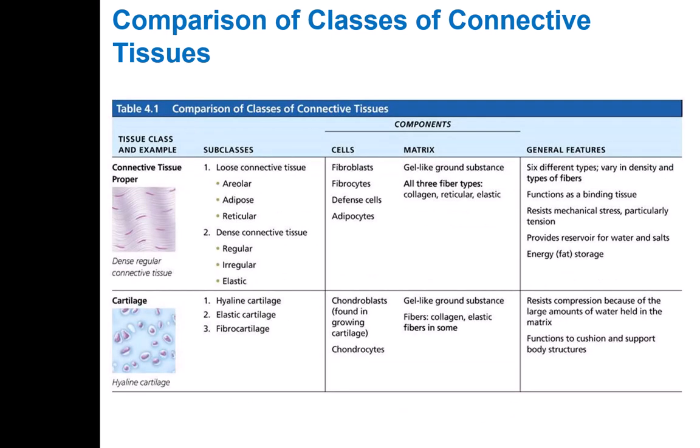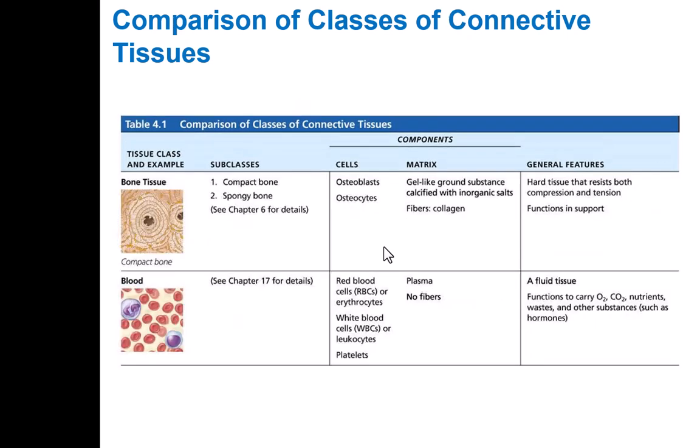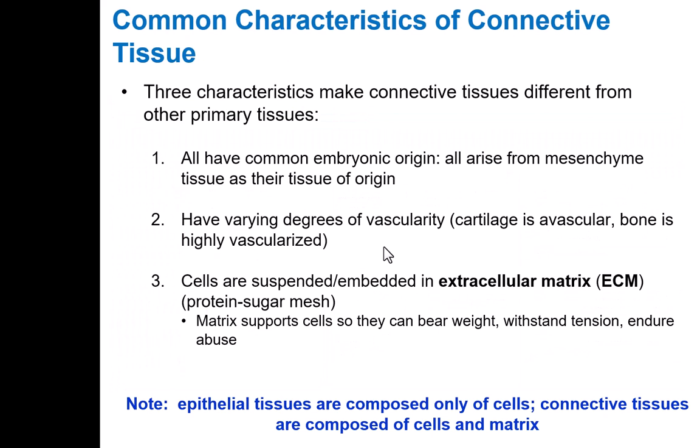Let me just call your attention to the kinds of things you're going to be able to find in your textbook. This is in chapter 4 of the textbook. These are tables that give a pretty good summary of the different types of connective tissues, particularly telling you the features and functions of those tissues and what types of components you find in each of those types of connective tissues.